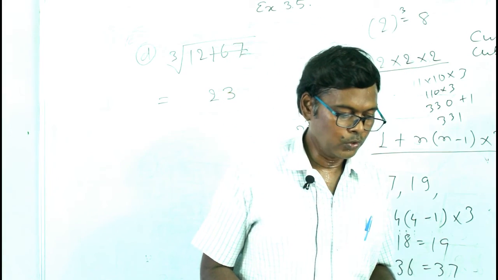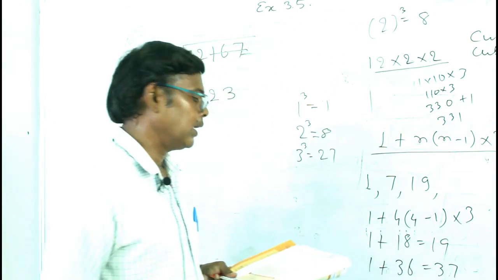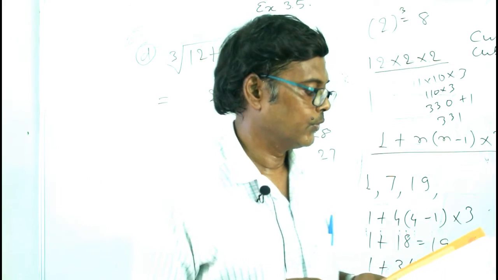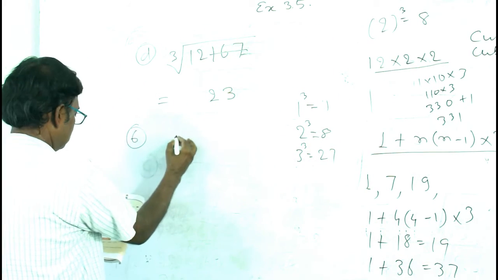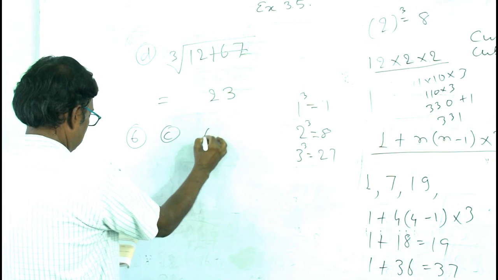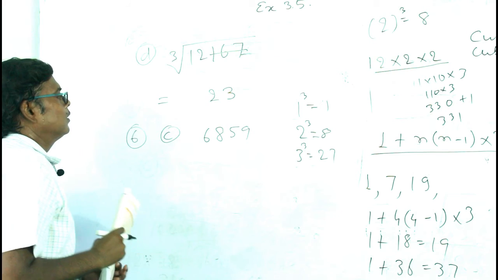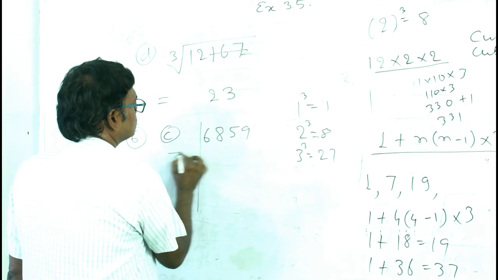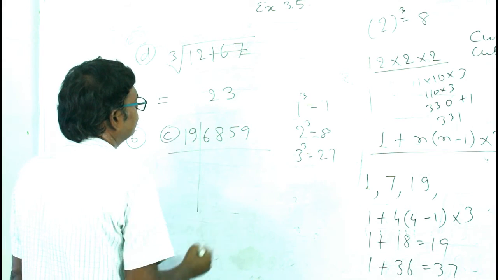Now finding the cube root of a number by the prime factorization method. I have already found the cube root of a number in question number 3. So now find question number 6, and in this take part C: 6859. We have to find the cube root of this number by using the prime factorization method. So start with 19. This number will be divided by 19 first.